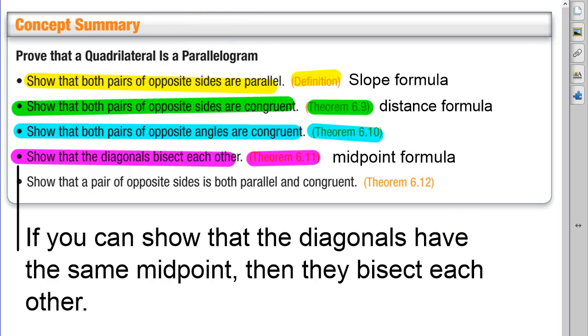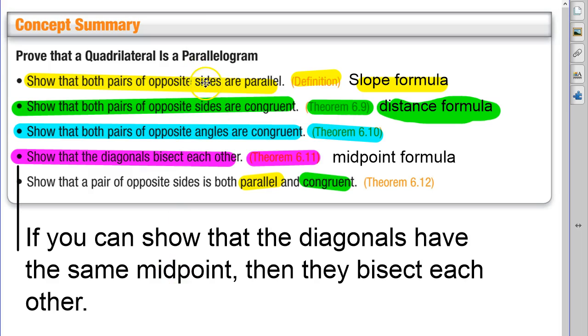And then the last one, prove that the sides are both parallel and congruent. Well, if I'm going to prove one pair of sides parallel, I'm going to use the slope formula. And congruent, I'm going to use the distance formula. Okay, so some of the stuff we'll do in class, some of it will be here in the video. But those are our 5 ways to prove we have a parallelogram.